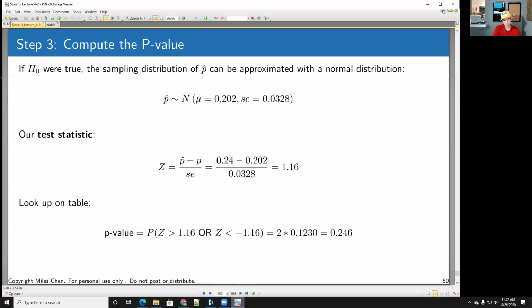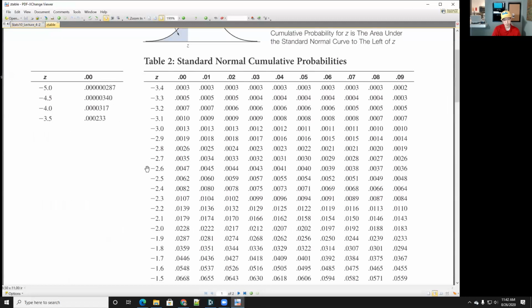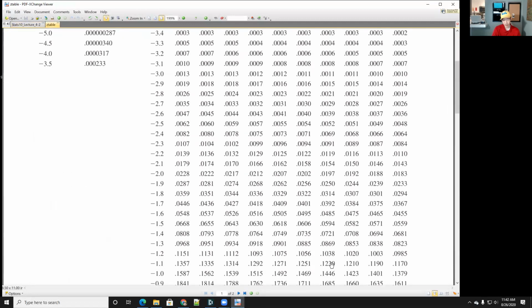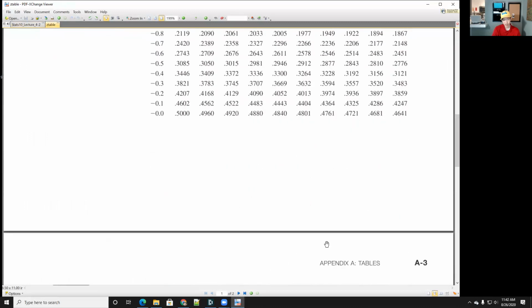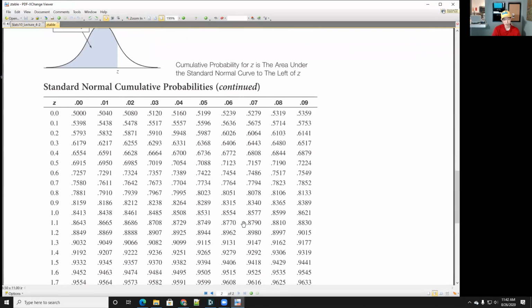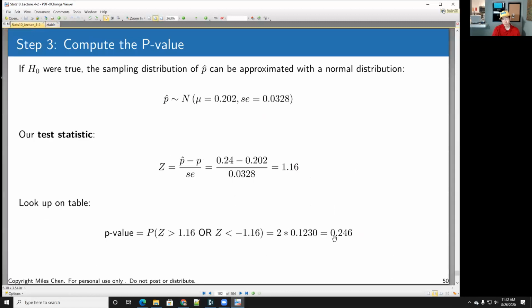So what I'm going to do is take the area of one of the tails and multiply it by 2. When you go to the z table, you can look up negative 1.16, which is 0.1230, and multiply that by 2. You can also look at positive 1.16 and subtract that from 1. So you do 1 minus 0.8770, and you get the same thing, 0.1230 times 2. And we get a p-value of around 24%, close to 25%.